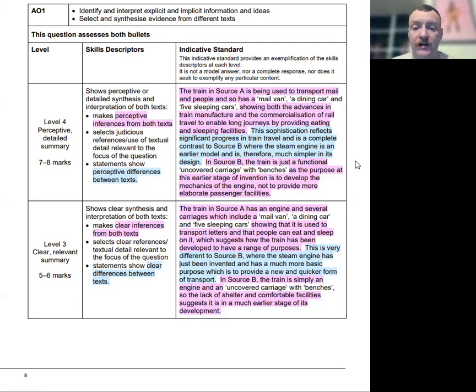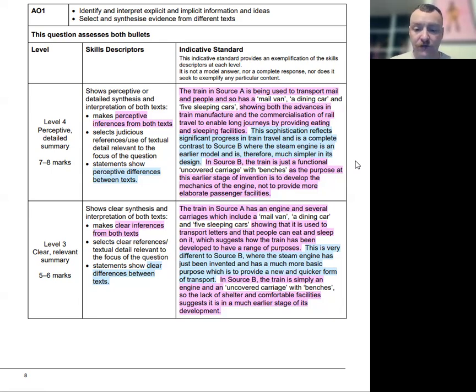In source B, the train is just a functional uncovered carriage with benches, as the purpose at this early stage of invention is to develop the mechanics of the engine, not to provide more elaborate passenger facilities. So what the student has done there, they've explained, well, what are the reasons for why these trains were manufactured? Why were they developed in such a way?